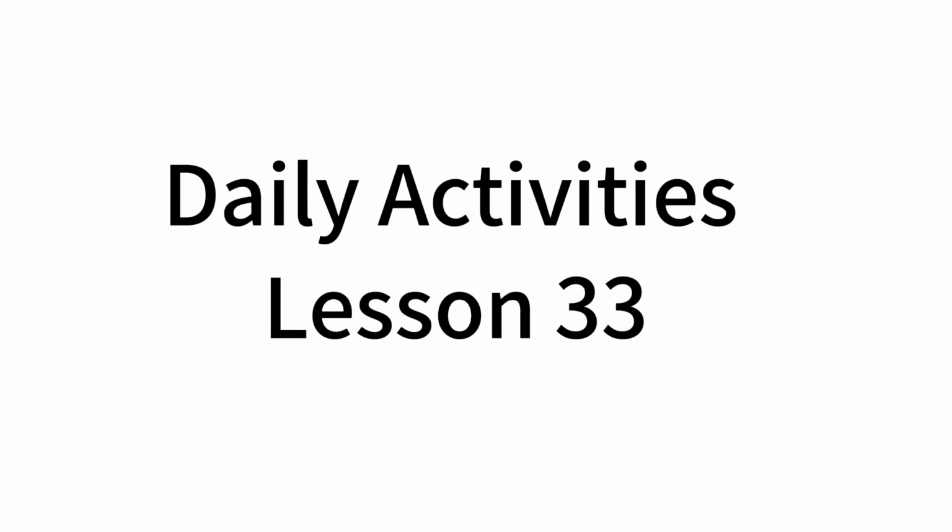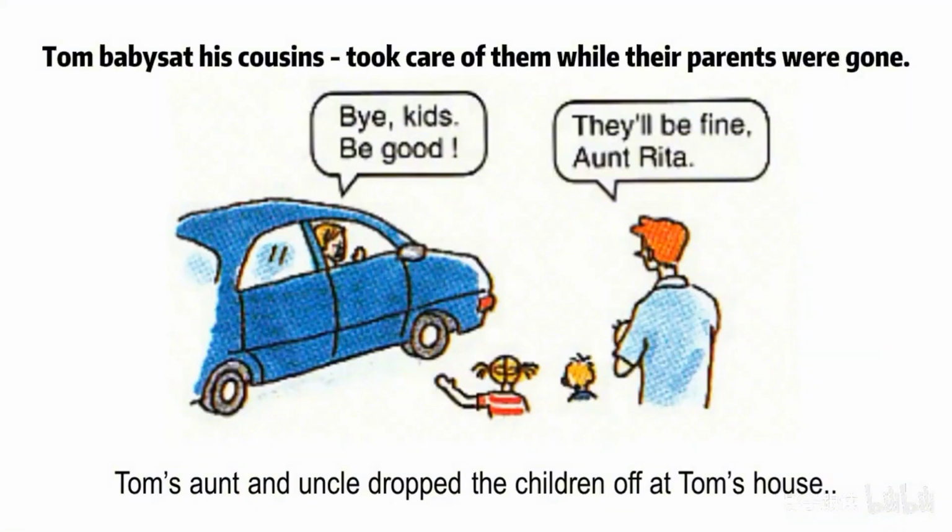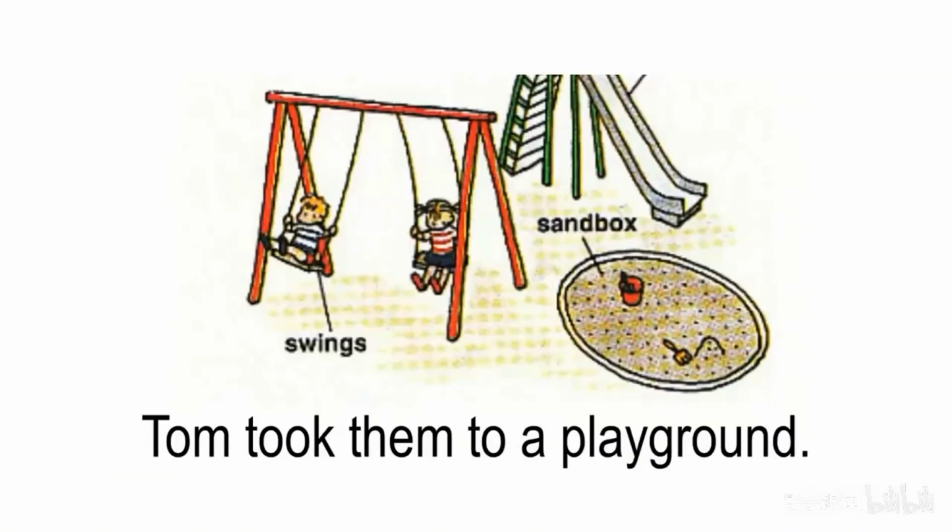Daily activities. Lesson 33. Tom babysat his cousins, took care of them while their parents were gone. Tom's aunt and uncle dropped the children off at Tom's house. "Bye, kids. Be good." "They'll be fine, Aunt Rita." Tom took them to a playground.